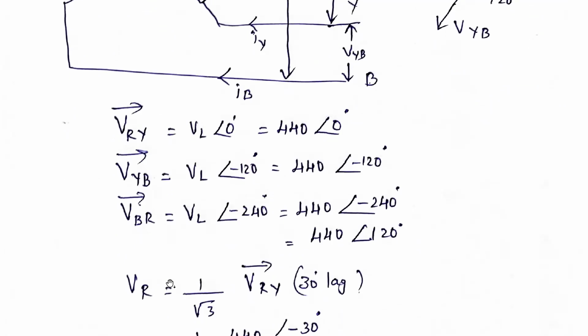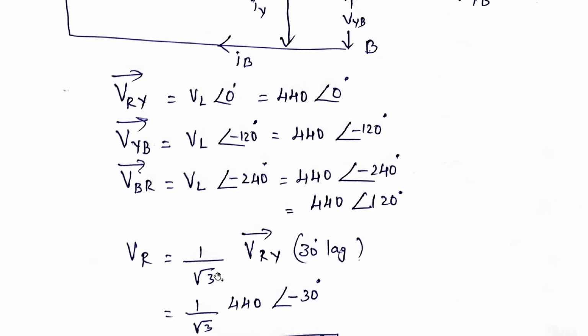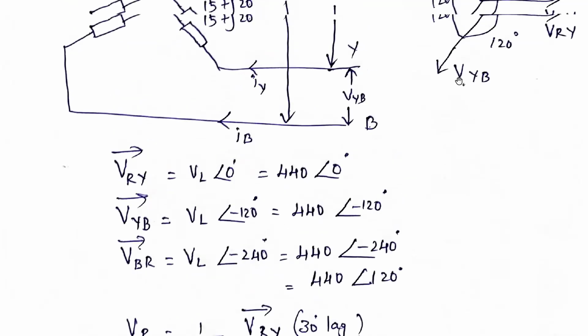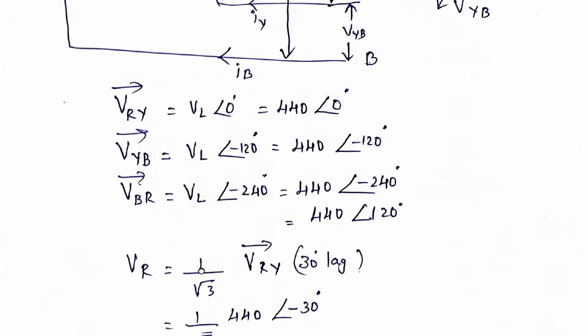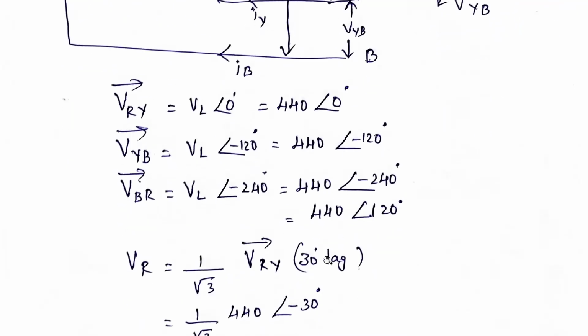Now we need to find the phase current. In a star connected load, the phase voltage is equal to the line voltage divided by root 3. So the line voltage VRY is nothing but 440 at the angle of 0 degrees, but here there is a 30 degree shift. When converting the line voltage to the phase voltage, it is a 30 degree lag.